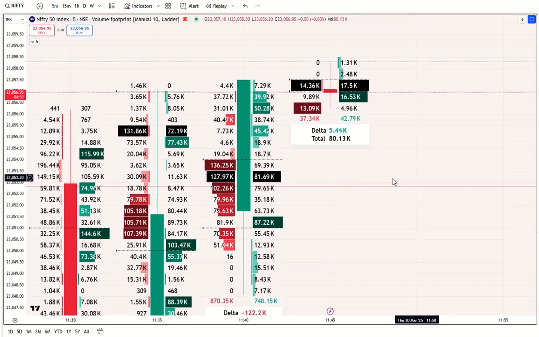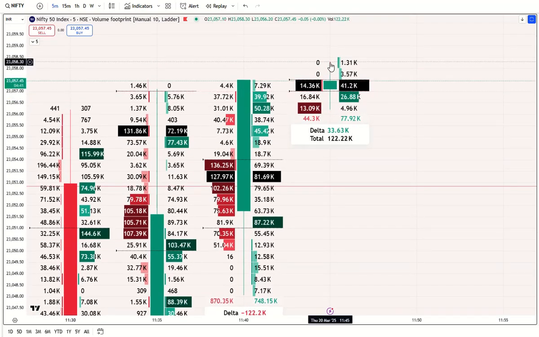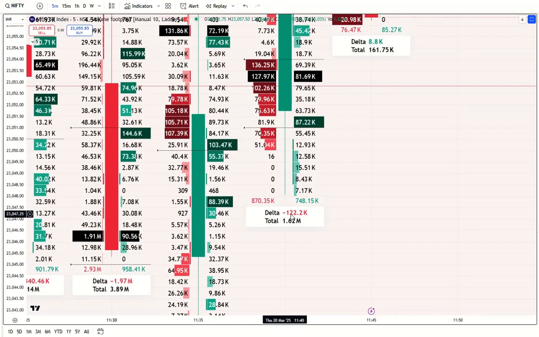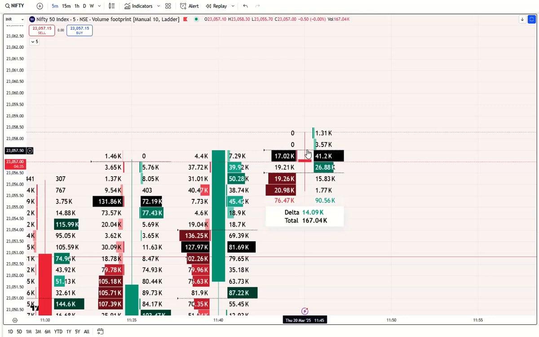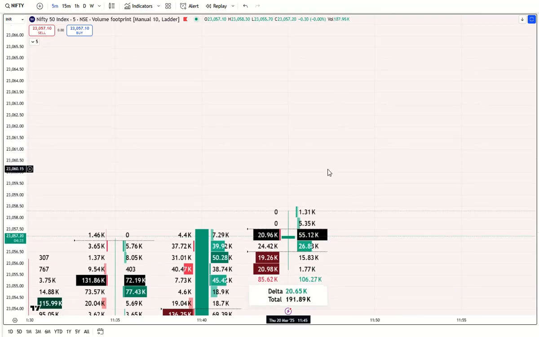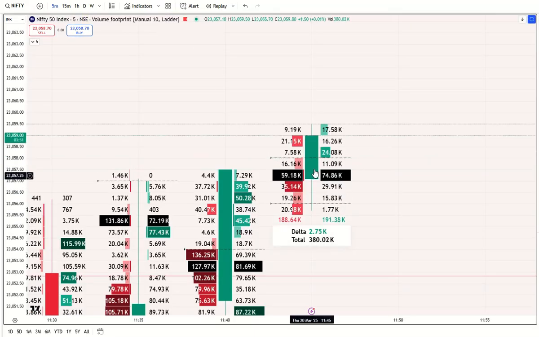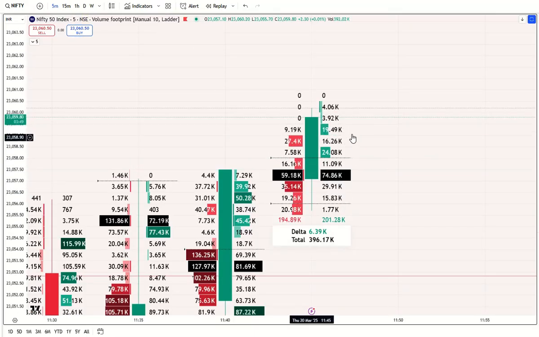Because this went upside here, I'm expecting it to push upside. Overall delta seems to be 120, and if this sustains above this, we should be able to see some good upside here. This level, which is the GANN level 23059, is also acting as a resistance here. Now it is able to move forward.